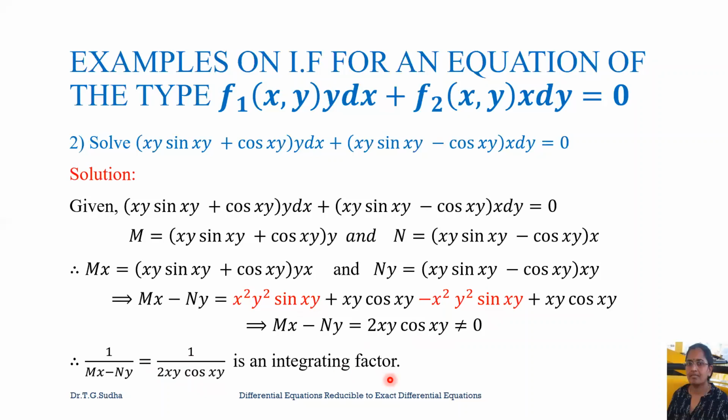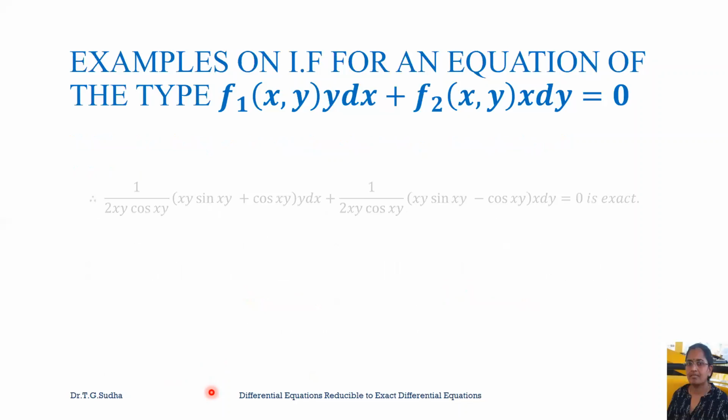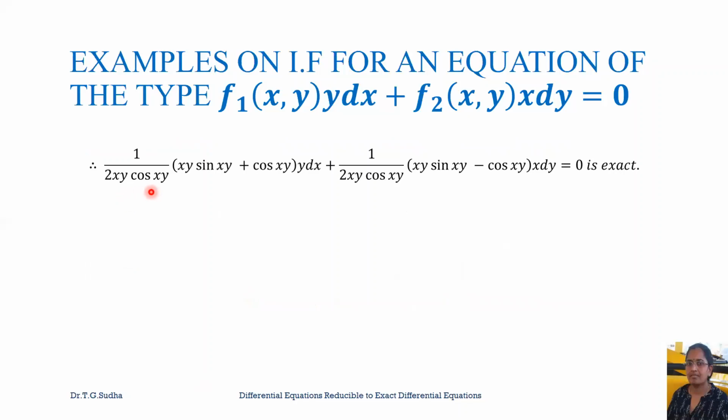So let us multiply the given differential equation by the integrating factor 1 over 2xy into cos of xy to get 1 over 2xy into cos of xy into (xy sin xy plus cos xy) into y dx plus 1 over 2xy into cos of xy into (xy sin xy minus cos xy) into x dy equal to 0. And this is exact after multiplying by the integrating factor.